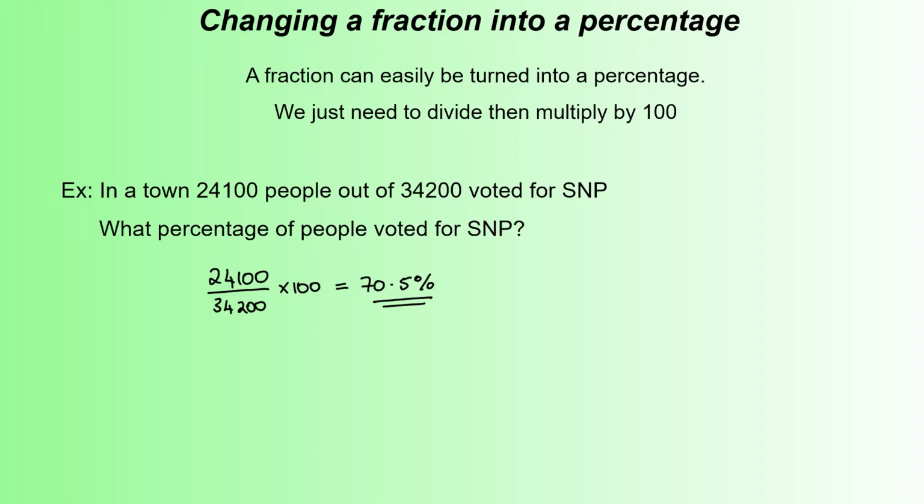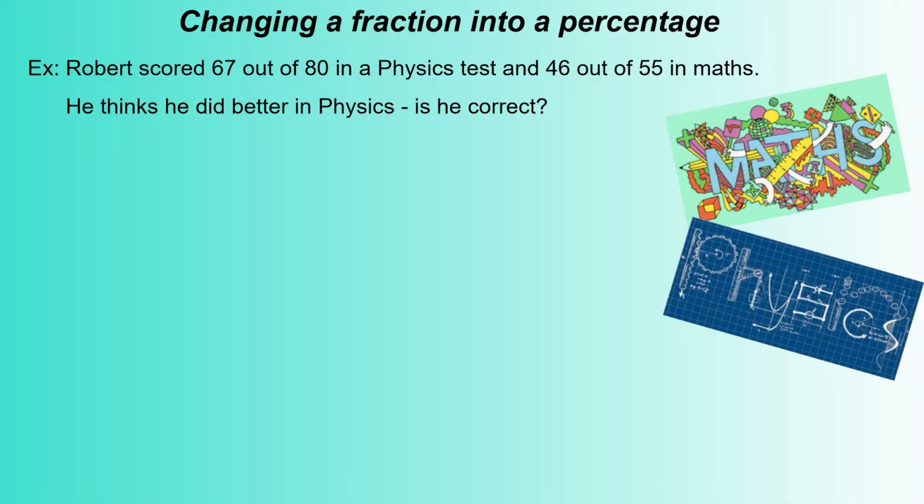It's really useful to be able to convert things into percentages because it makes them a lot easier to compare, and that's what we're going to see in this second example. Robert scored 67 out of 80 in a physics test and 46 out of 55 in maths. He thinks he did better in physics. Is he correct? It's hard to tell because the tests are out of different scores. If they were both out of 80, we could just tell by looking at it.